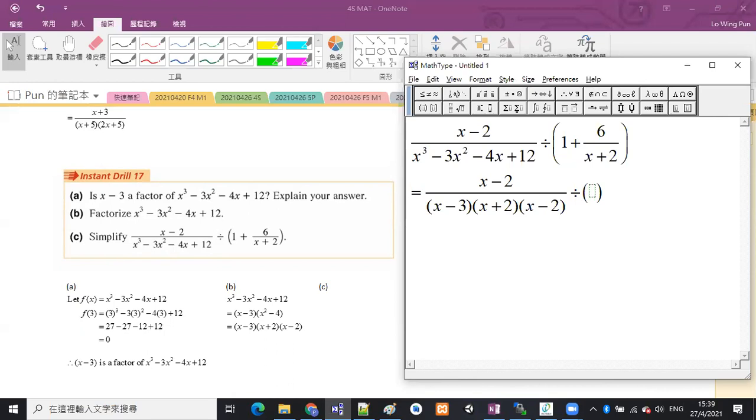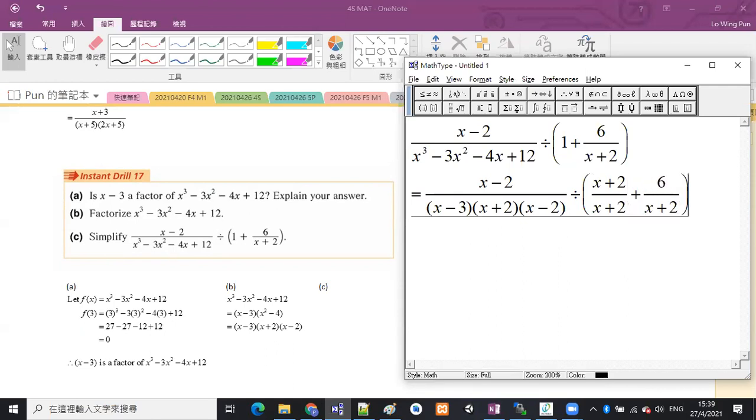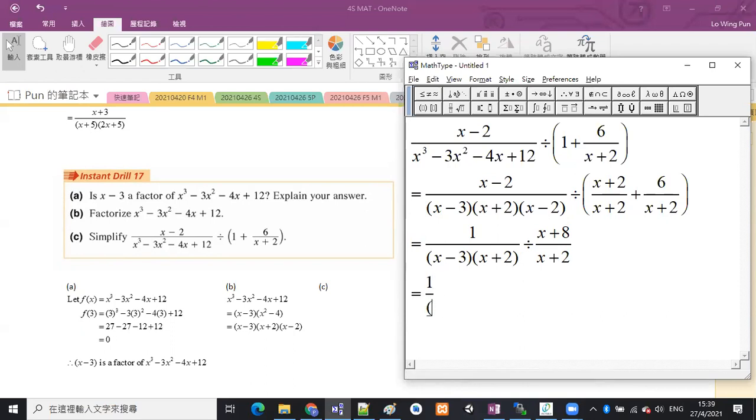The 1 can be changed to x plus 2 over x plus 2. And for the first fraction, can you see that the x minus 2 can be cancelled by each other? So what is remaining on the top is 1, and on the bottom is x minus 3 times x plus 2. And then divided by x plus 2 plus 6, that is x plus 8, over x plus 2, right? And now we can do the reciprocal upside down: 1 over x minus 3 times x plus 2, and then times x plus 2 over x plus 8.